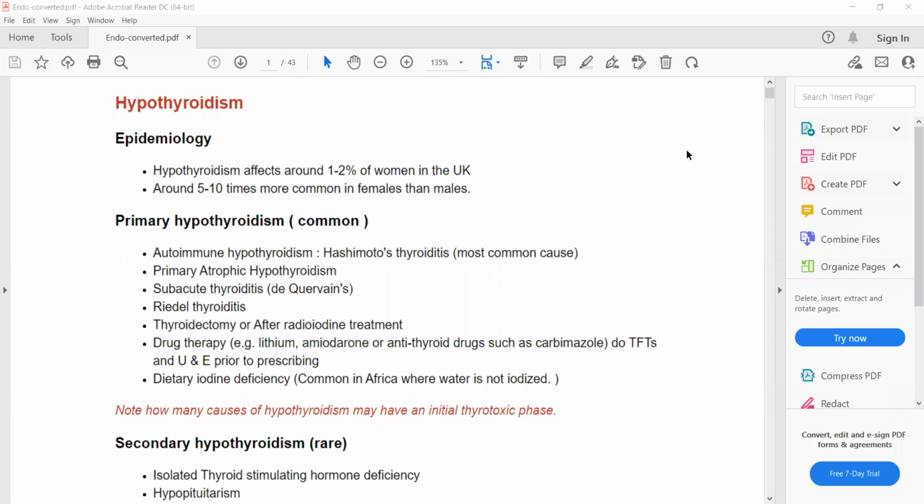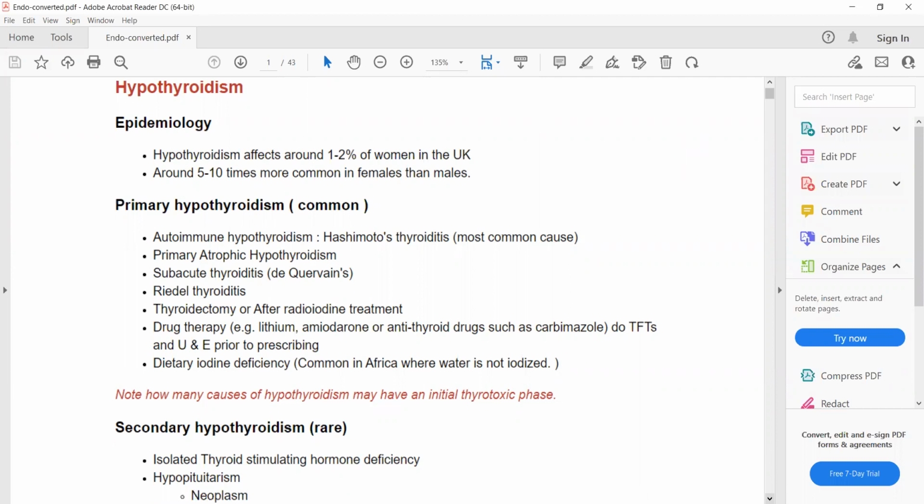First, we'll discuss thyroid disorders such as hypothyroidism and hyperthyroidism, their causes and their treatment. So, let's start from hypothyroidism. What are the causes of hypothyroidism?